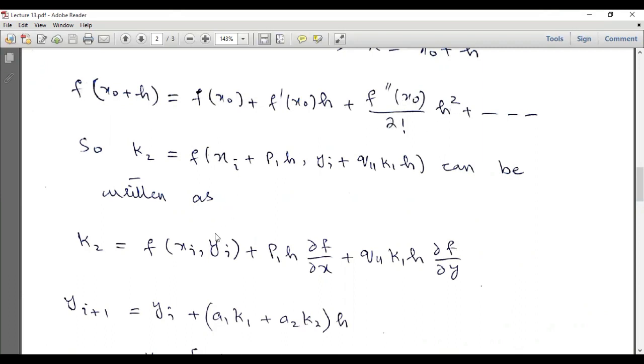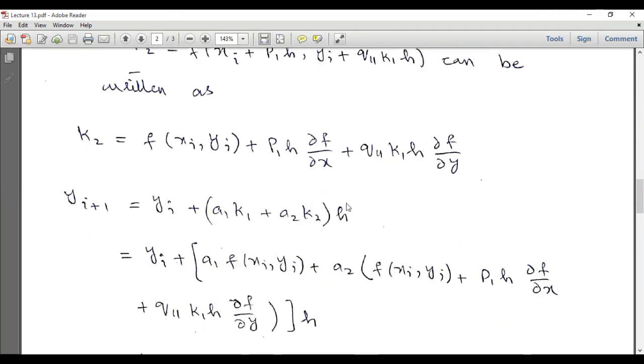Now apply the same rule for k2. K2 will be equal to f at xi and yi plus, this is p1h, so we will have p1h and the derivative of this function with respect to x. This is our second term, and similarly we can write the same expression for this. That will be q11 k1 h, and the derivative of this function with respect to y. This is how we can write k2 by looking at this expression. So this is our k2.